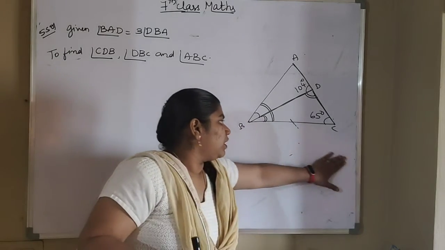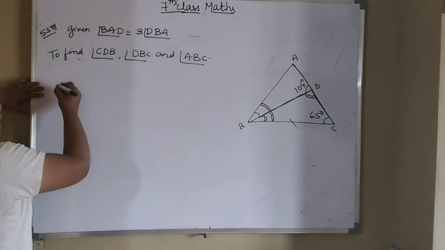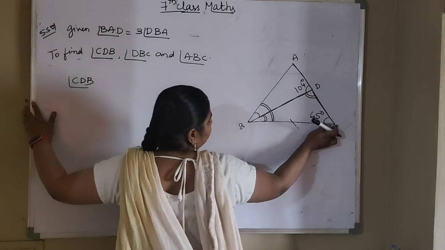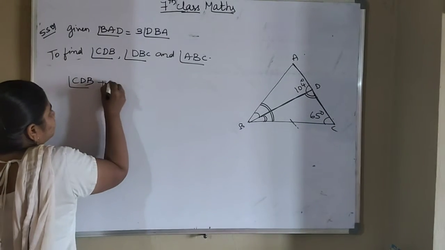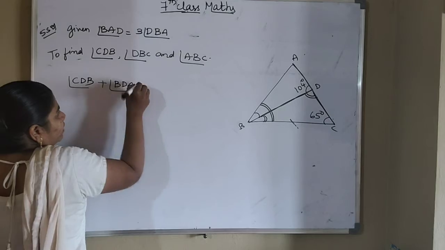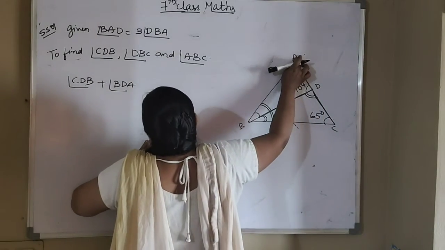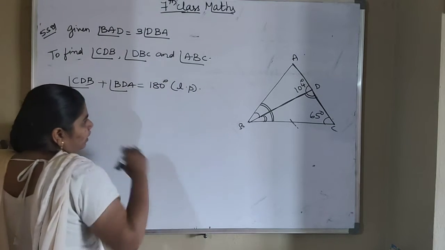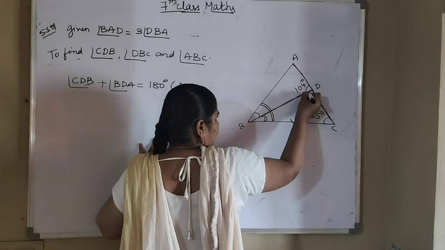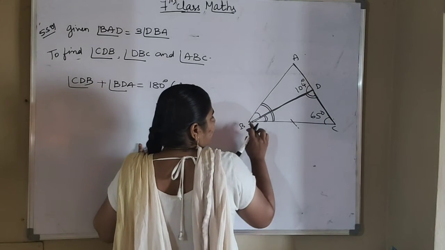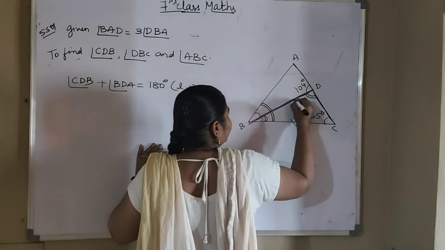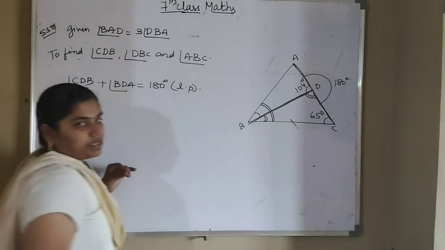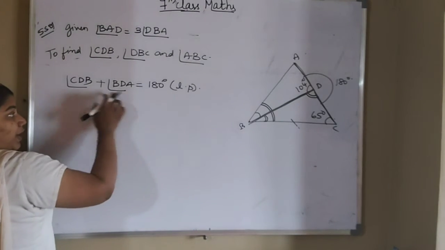Okay, so find now. So how to write that one? Angle CDB plus BDA will be equal to how much? 180 degrees by using the linear pair. This angle I have taken CDB and BDA, and this angle I have taken. If you attach these two, it is forming one linear pair that is equal to 180 degrees. So by using linear pair, I have added these two.